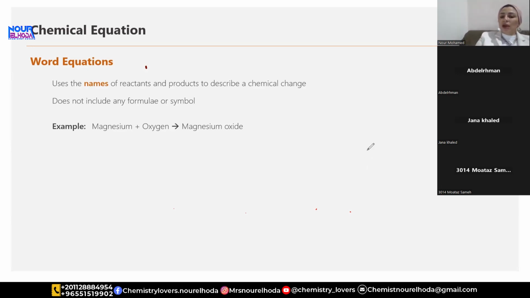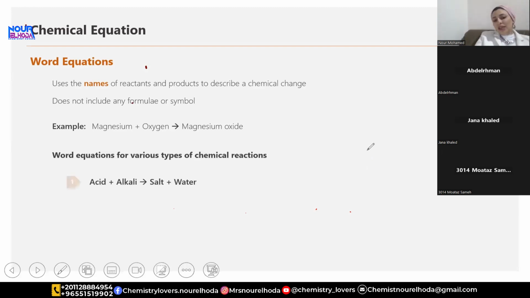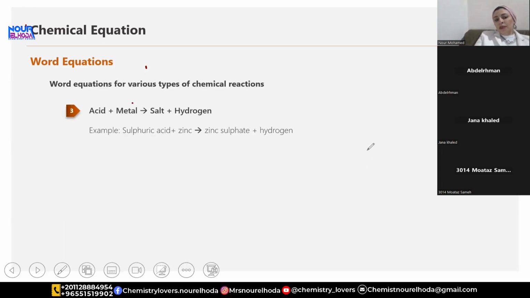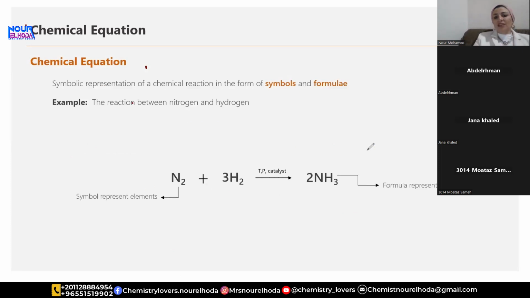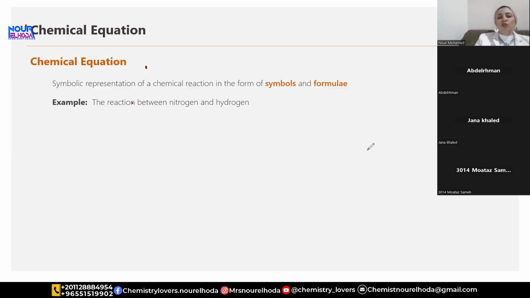Okay, let's continue with the balance, because balance is really important. As I said, the balance is only for the normal equations. These are word equations, which are so easy. But we're going to do the balance for something like this: nitrogen and hydrogen will give you ammonia.